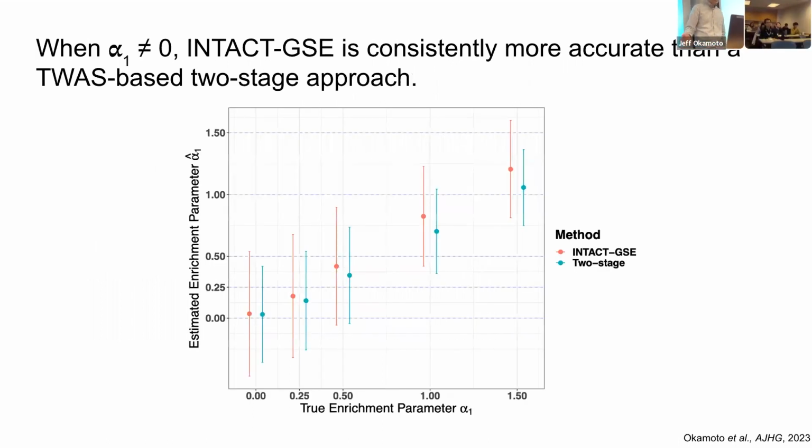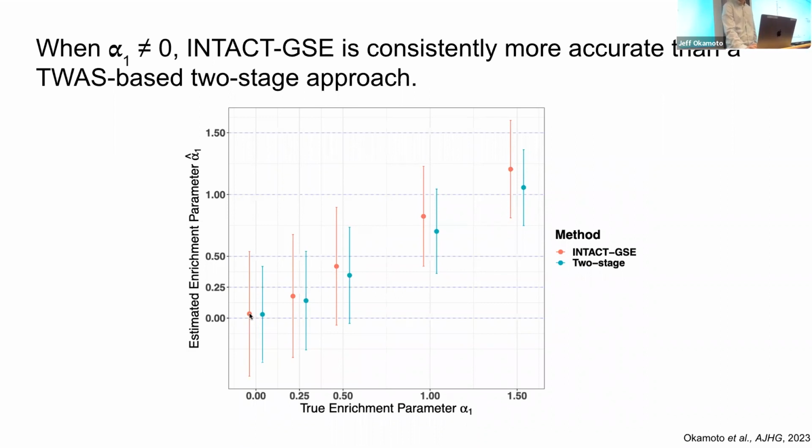Okay, so that was INTACT. Now we're going to look at how INTACT-GSE performed. So the way that this figure is set up is you have the true enrichment parameter alpha-1. So there are 5 different ones of these and 100 different data sets for each one. And then on the y-axis, you have the estimated enrichment parameter. So the dot in the middle of each of these is the mean enrichment estimate, and then you have the corresponding 95% confidence interval.